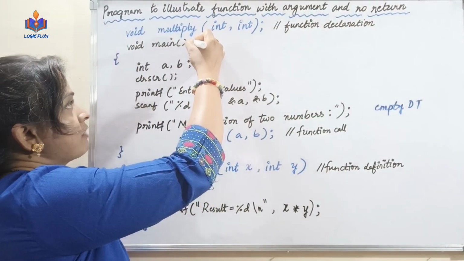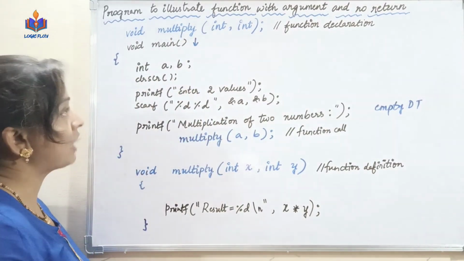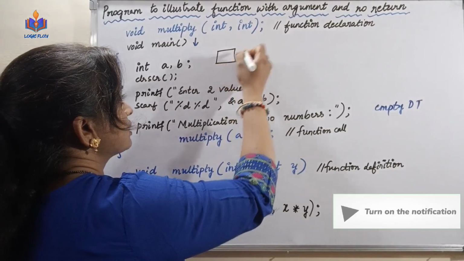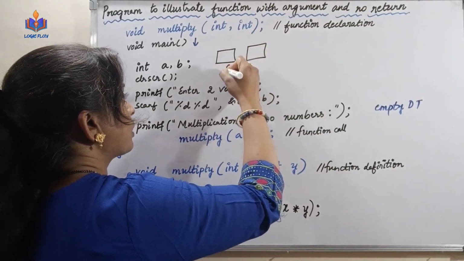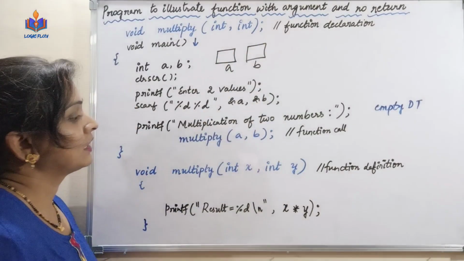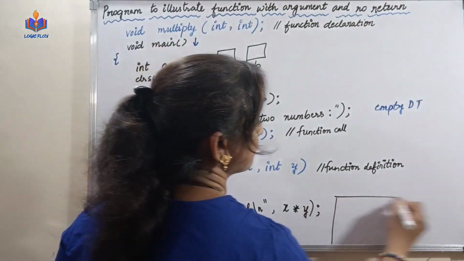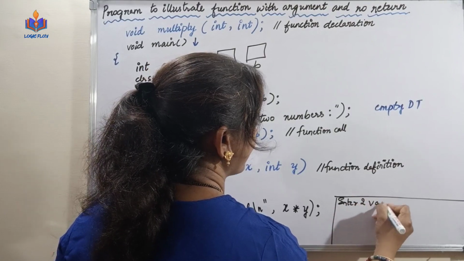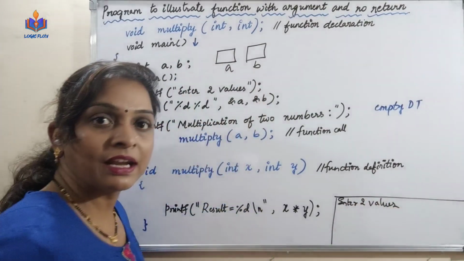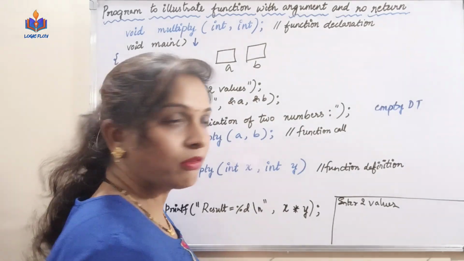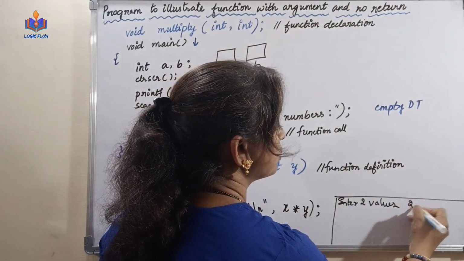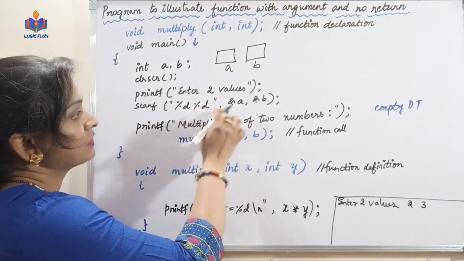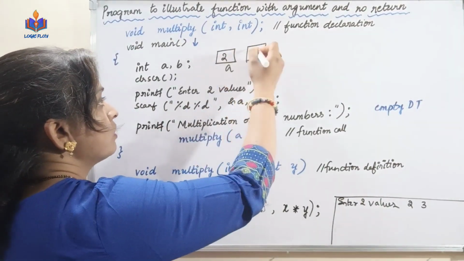Let me start with the main function. Two variables we have declared, int a, b. As soon as the compiler encounters a variable declaration statement, it is going to allocate the memory for that. Then what will be my message on the output screen? I get a message, enter two values. As soon as the user reads that message, the user has to input two values. I am going to enter 2 and 3. It is scanned and stored in the addresses of a and b. So it is 2 and 3.